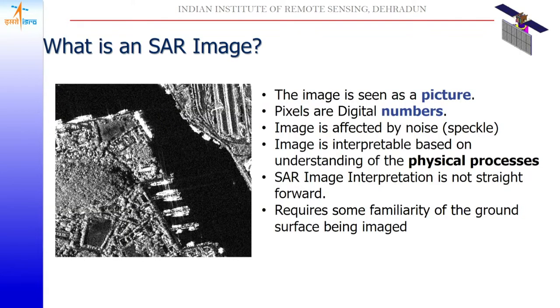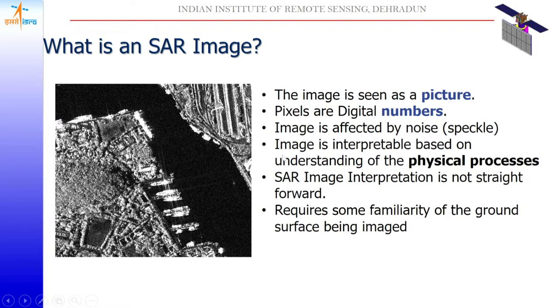So what is a SAR image? A SAR image is seen as a picture. Like the optical, we have the two-dimensional image here. Pixels are the digital numbers, that is, the DN values we are getting. The image is affected by speckle noise, so it is not as clear as the optical images. So here you can see some kind of noise which is called the speckle noise.